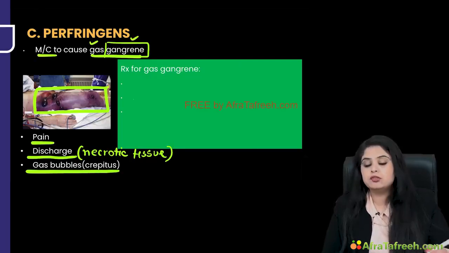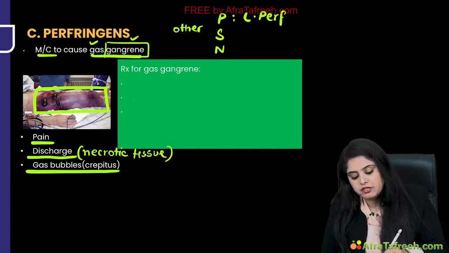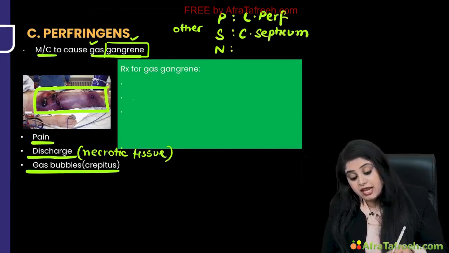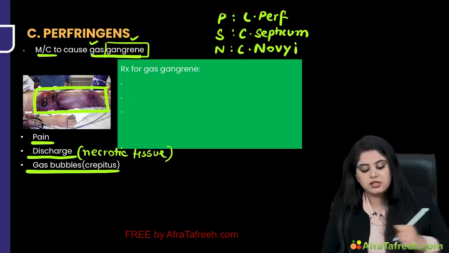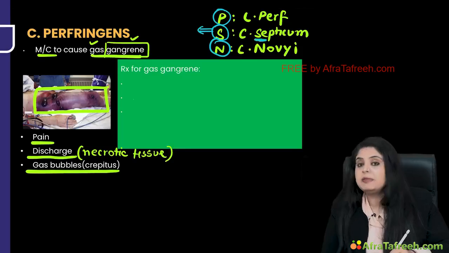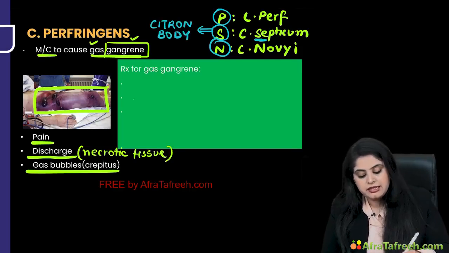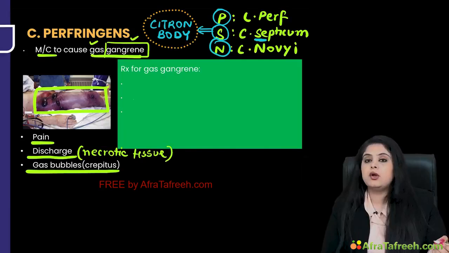But why did I say the most common cause? Because remember PSN. What is PSN? Gas gangrene is caused by P for perfringens, S for septicum, and N for Clostridium novyi. These are the other organisms which can cause it. Out of these, I want you to know septicum. Septicum shows you a very famous body called the citron body.